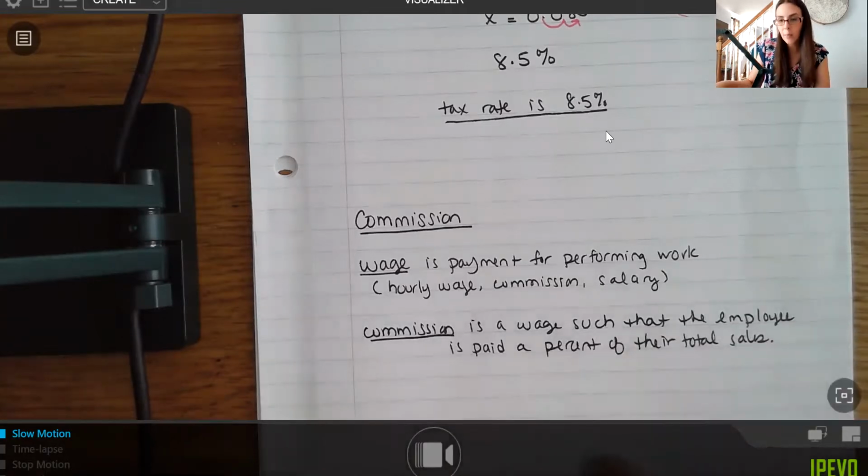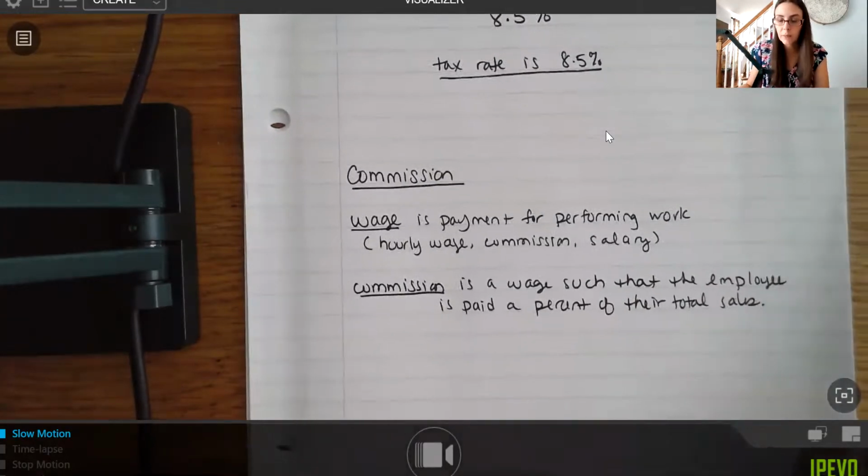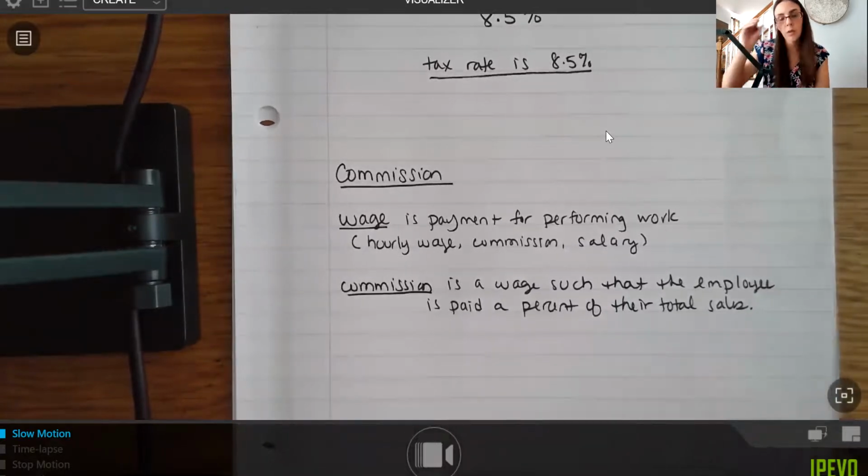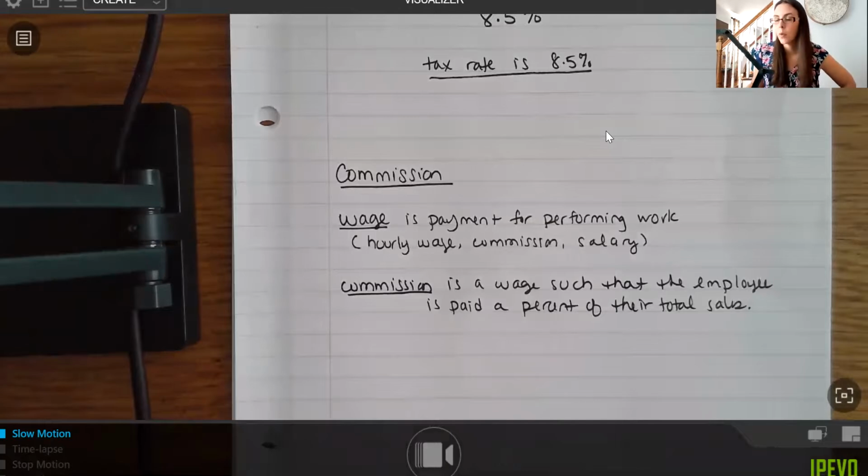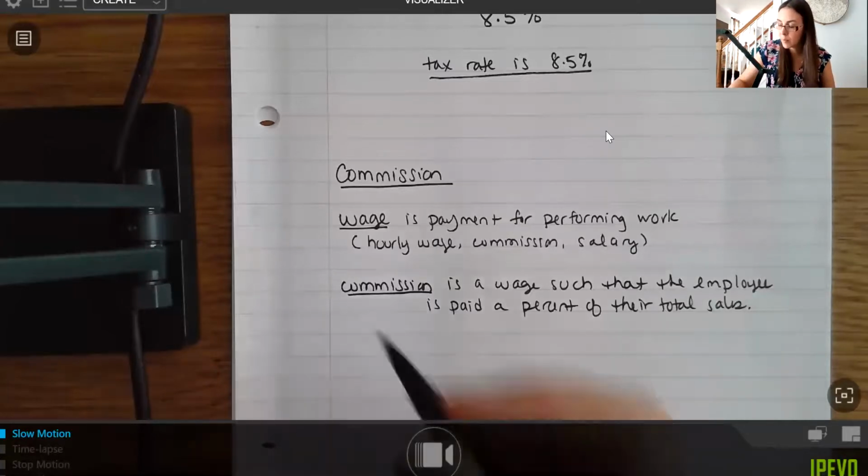And there are actually quite a lot of positions that earn commission. For instance, the real estate industry is a really popular example. Someone who is a realtor, like an agent or a broker, does not make any money unless they actually sell a house, or the people they're working with buy a house. They don't make any money until someone actually sells a house, and then they get a percent of the sale of the house. So that's just one example.